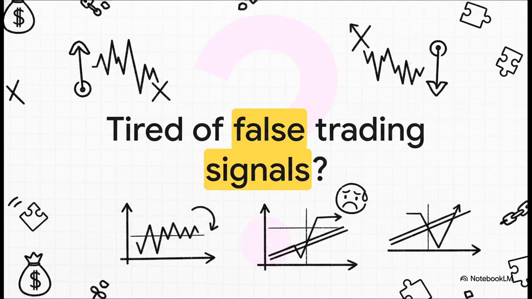So let's start with a problem I know we've all faced. You see a buy or sell signal from a moving average, you get all excited and jump into a trade, and then it just fizzles out. It was a fake out. It's so frustrating, right? And it can definitely be costly.